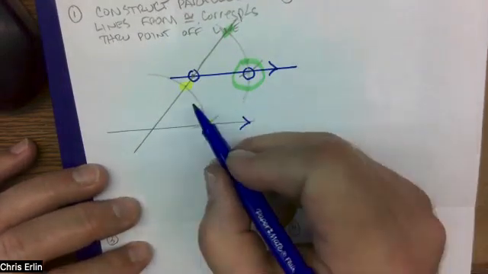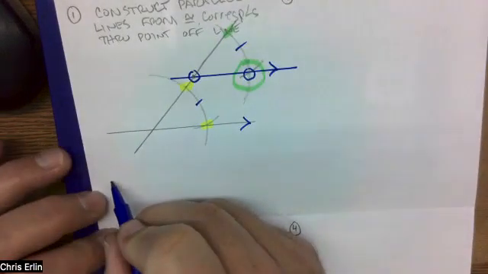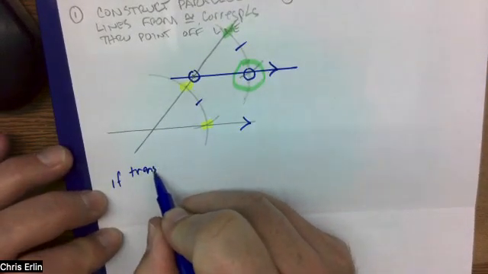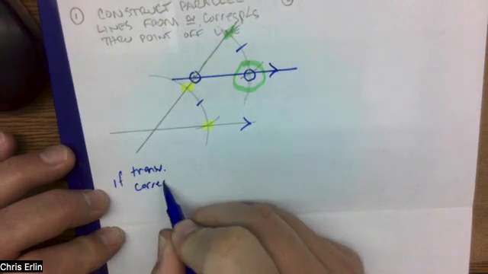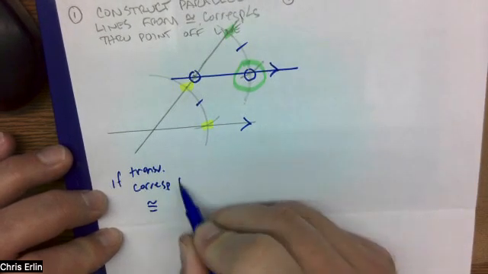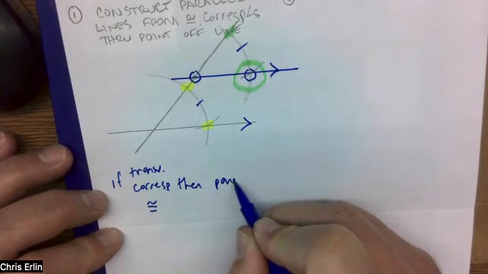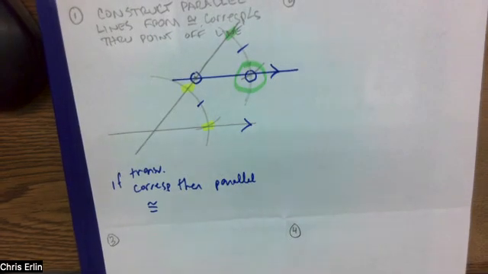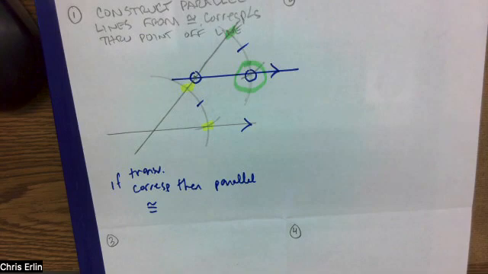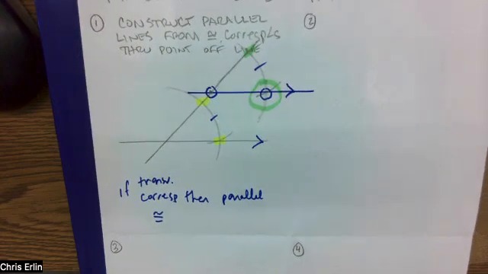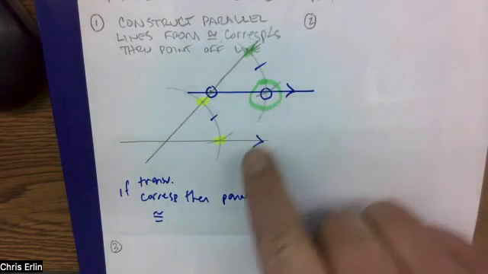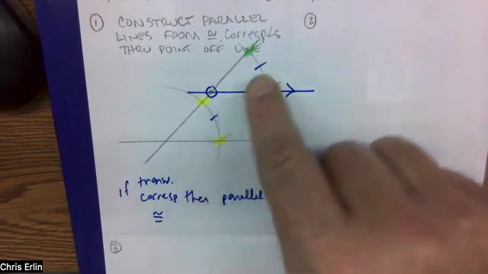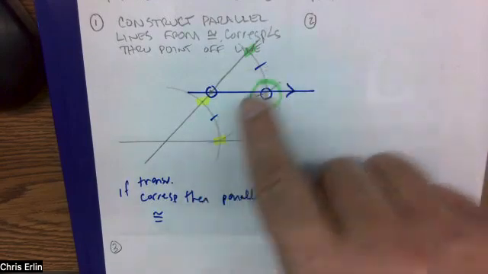Why is it parallel? Because I made a transversal, and if corresponding angles are congruent, then the lines are parallel. Don't forget to mark that the lines are parallel with the arrows and that the angles we created as corresponding were copies, thus they're congruent.